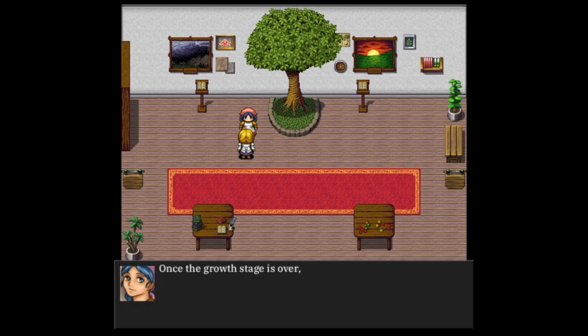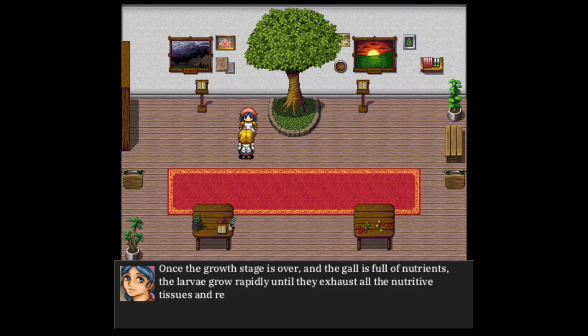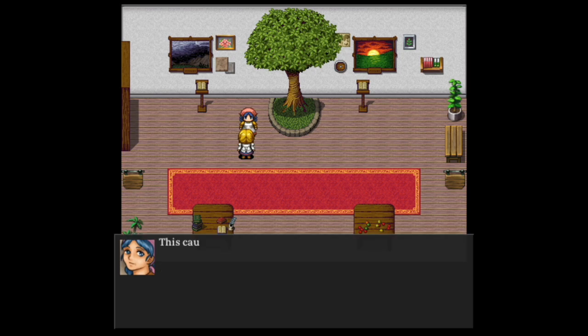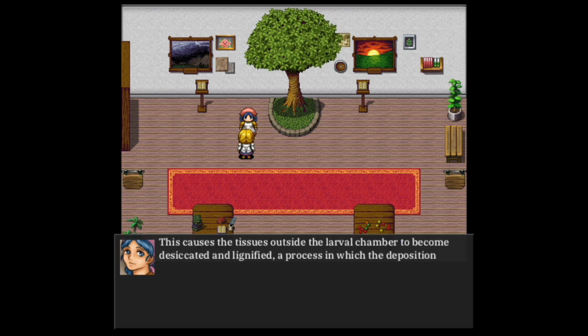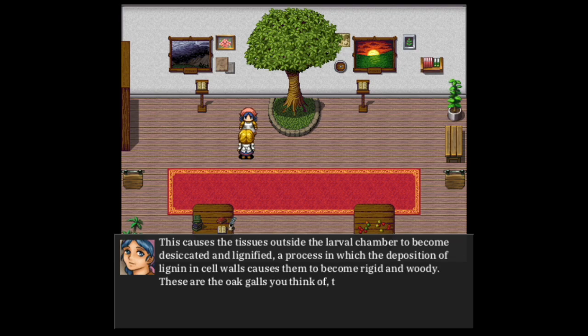Cool. Once the growth stage is over and the gall is full of nutrients, the larvae grow rapidly until they exhaust all the nutritive tissues and reach the surrounding outer sclerenchyma layer. This causes tissues outside the larval chamber to become desiccated and lignified, a process in which the deposition of lignin in the cell walls causes them to become rigid and woody. These are the oak galls you think of, the bark-like growths hanging off trees.